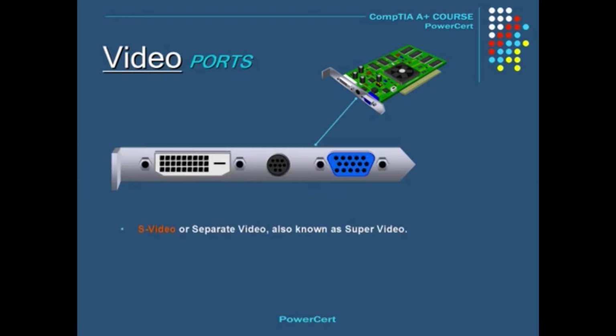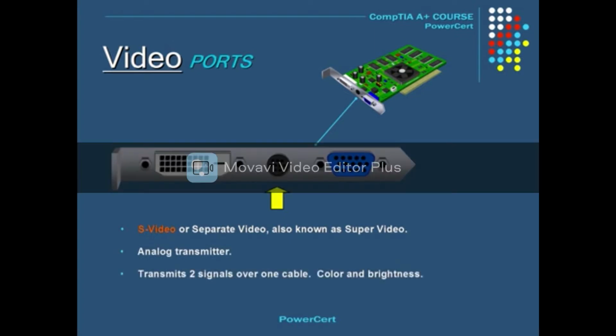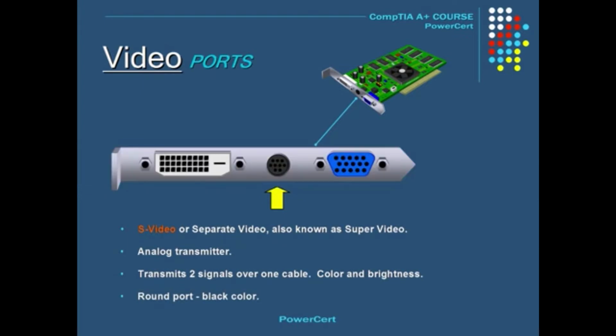One port is called S-video or separate video, or also known as super video. S-video is an analog transmitter. It transmits two signals over one cable. One signal is for color, and the other signal is for brightness. The S-video port is round and is usually a black color.